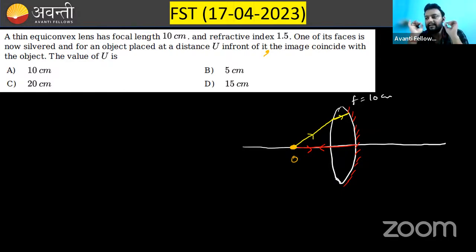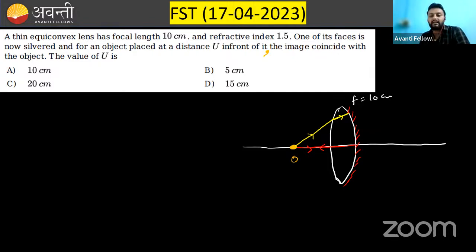The image is ultimately formed at a point where the final rays will meet. But the question says the image should form at the object itself. That means this second ray, this yellow color ray, should return back to the same point O. And it will retrace its path. It will reverse its path, or you can say retrace its path. The actual term is reversibility.